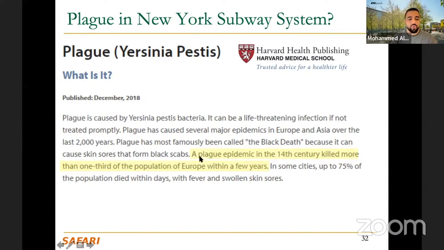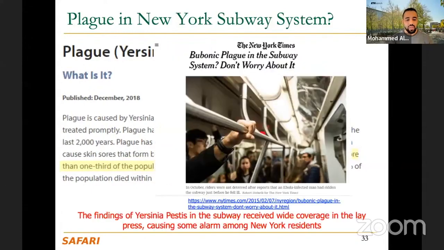And for those of you who don't know Yersinia pestis, it's a very risky one. And we already observed it in Europe in the 14th century. And it was killing more than 1/3 of the population at that time. So that is a very huge observation to find in New York. And during that time, it raised a lot of attention in the news media. They were going to close all these stations and try to sanitize them and so on.